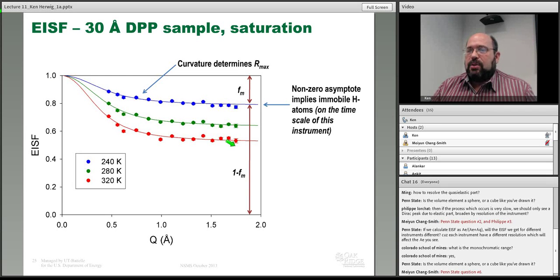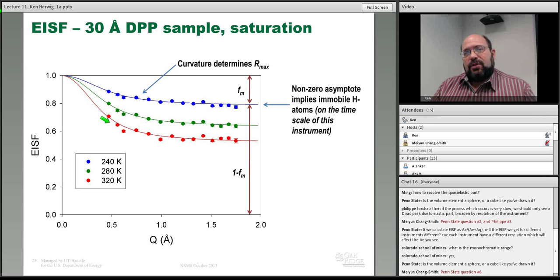At all temperatures, it asymptotes to a finite value of Q. This non-zero asymptote implies that at all three of these temperatures, there are hydrogen atoms in my system which are immobile on the time scale of my particular experiment. For this instrument, that was around 2 or 3 nanoseconds. So at 2 or 3 nanoseconds, even at 320 degrees Kelvin, there are hydrogen atoms that can't move. And in fact, the fraction of hydrogen atoms that can't move is just this asymptoted value, so about 60% or so at 320 degrees.